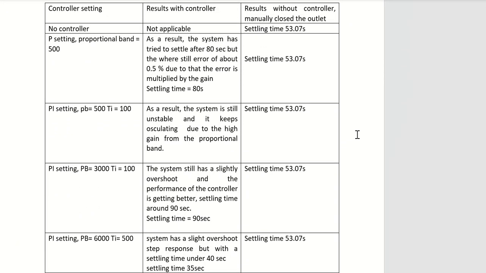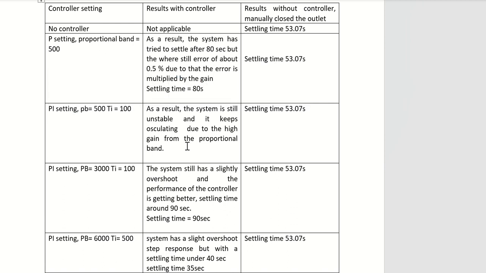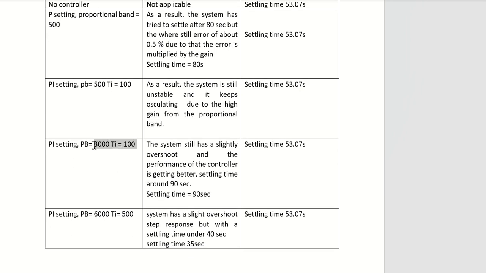Anyhow, in conclusion, as we can see in the table here, we started with a proportional band. We got a settling time of 80 seconds. With a PI controller with inappropriate settings, we never got the system to settle down. It kept oscillating. And with a better gain at the controller, with a proportional band of 3000, we start getting a better system that can settle down maybe at 90 seconds or so. But it doesn't have a very high sharp overshoot, and it makes more sense for our system.